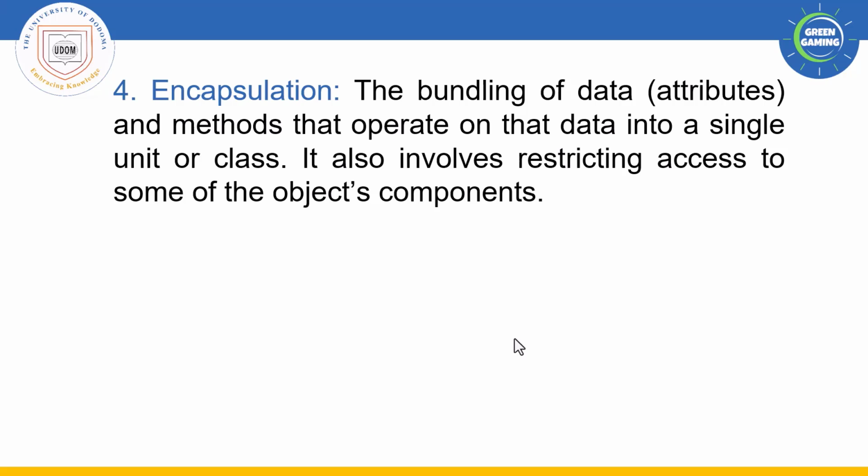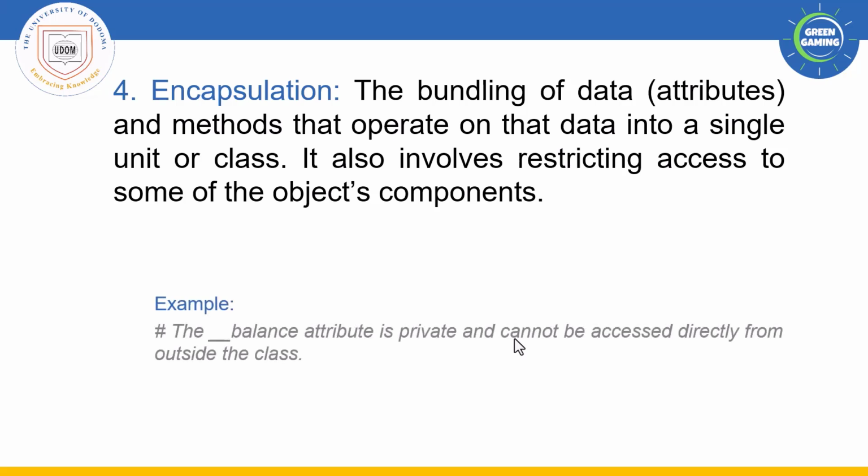Why? Because these attributes are private. So in order to access this kind of attribute, you need to access them through the public methods, right? For instance, the __balance attribute is private and cannot be accessed directly outside the class. In Python, if you create a variable in a class and put two underscores before the name of that attribute, it is considered private. So this __balance makes the attribute balance private.